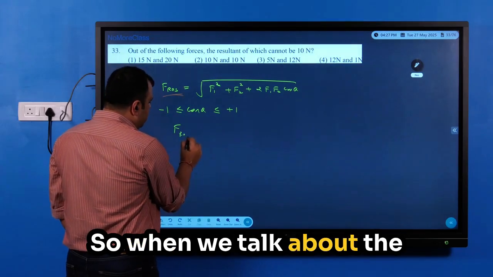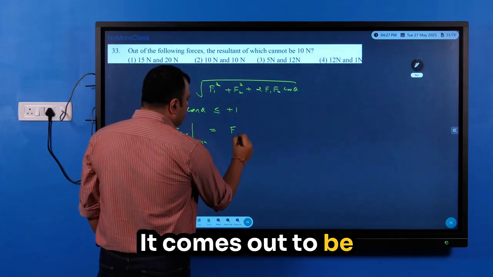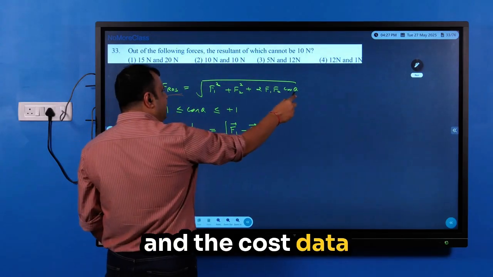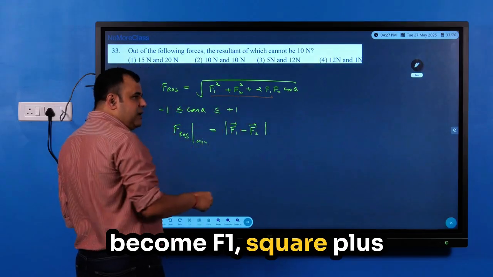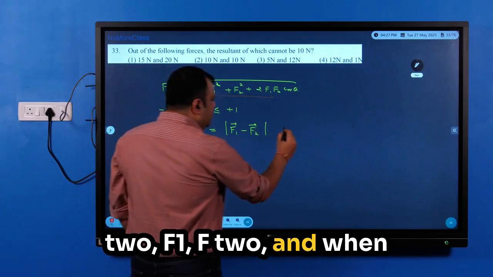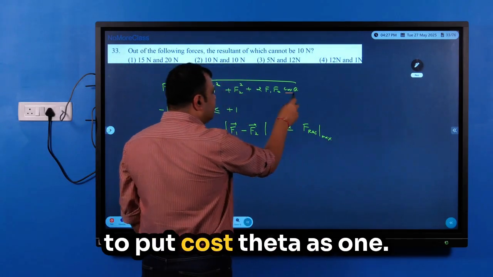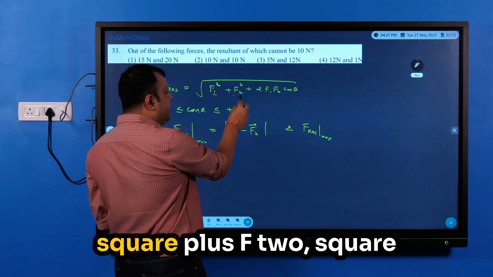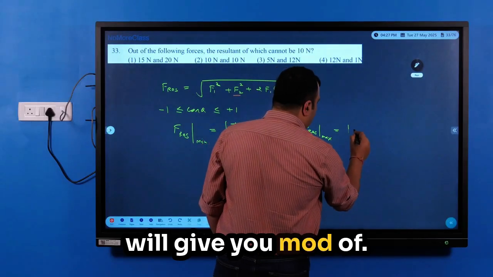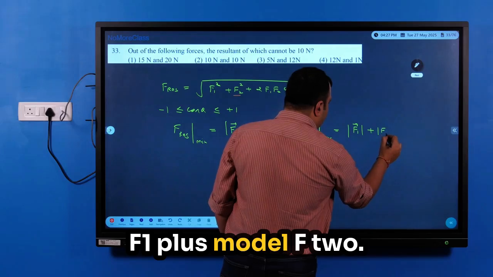So when we talk about the minimum value, it comes out to be mod of F1 minus F2, with cos theta as -1. So the formula becomes F1 square plus F2 square minus 2F1 F2. And when we calculate the maximum value, we put cos theta as 1. So this becomes F1 square plus F2 square plus 2F1 F2, which gives you mod of F1 plus mod of F2.